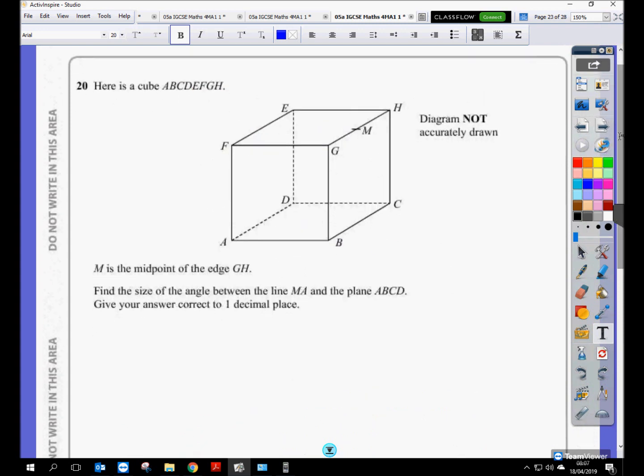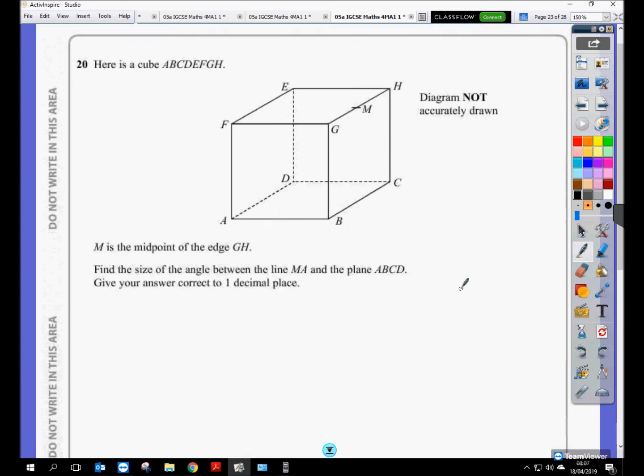Next, this one. So find the size of the angle between the line MA and the plane ABCD. And more often than not, these questions can be answered very nicely using right-angled triangles and trigonometry and Pythagoras. So this question seems a little bit different because there's no measurements given, but that's fine because it's a cube, you see. So if you want to create some measurements, then it doesn't matter. We could all choose different numbers as long as it's a cube. So if it's a cube, all the sides are the same, and we'll all get the same answer.